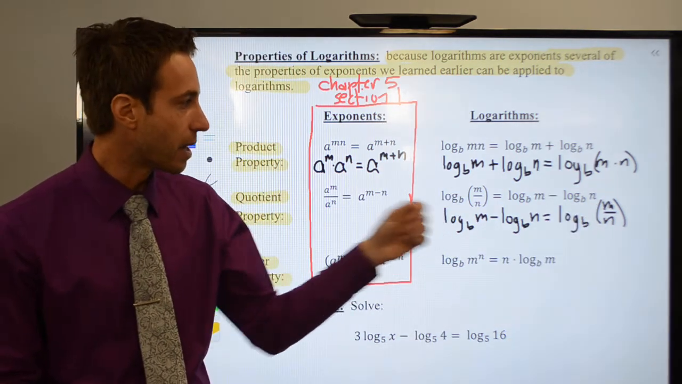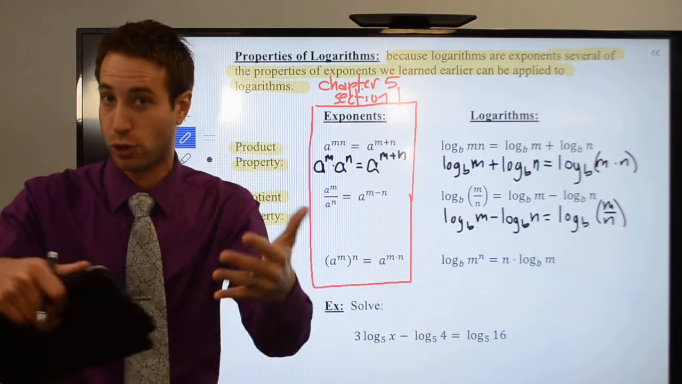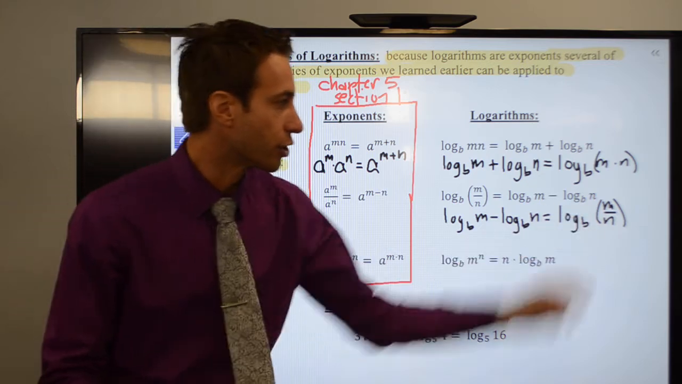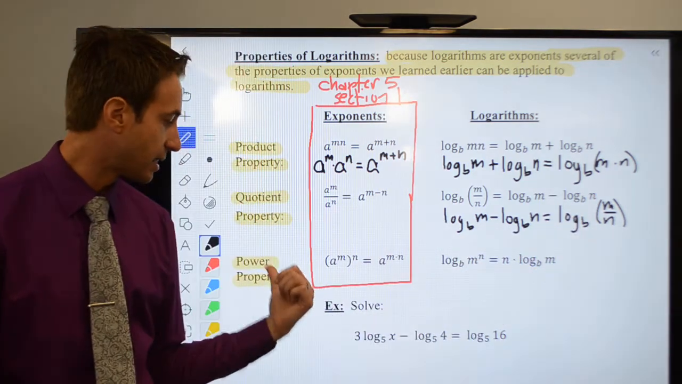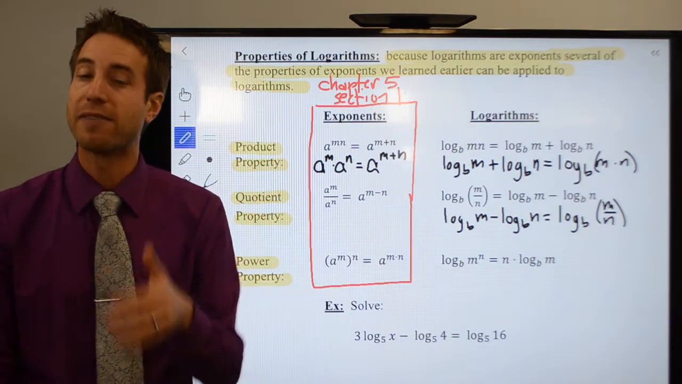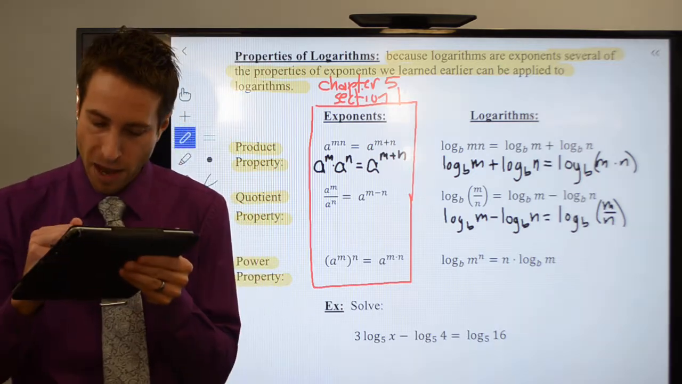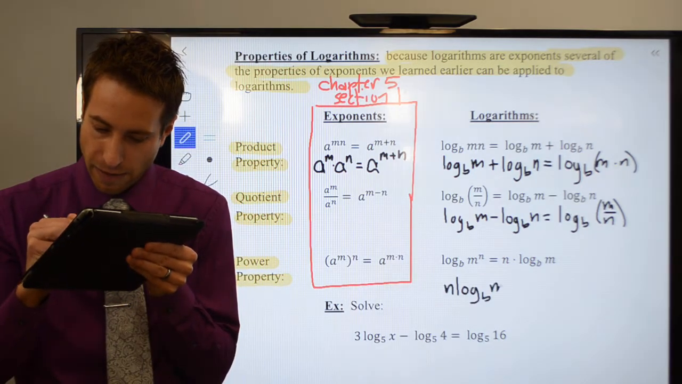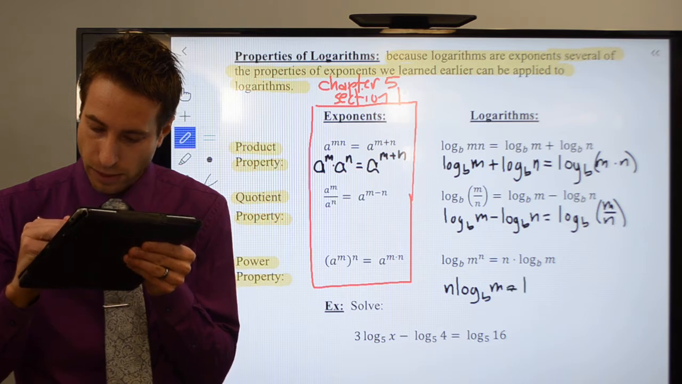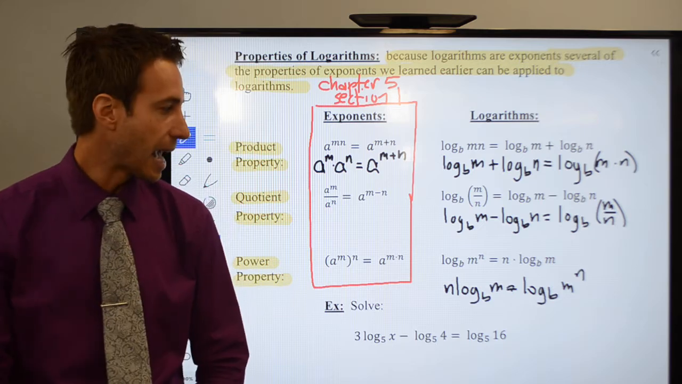Or if you're given a subtraction, you're asked to condense it, which is what we'll probably start with. You can just write it as a quotient. And then finally, this last one down here is the power property of exponents, which will apply to logarithms. Again, you need to be able to go both directions, so n times the log base b of m is equal to the log base b of m to the n power.